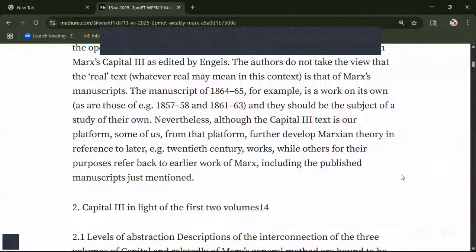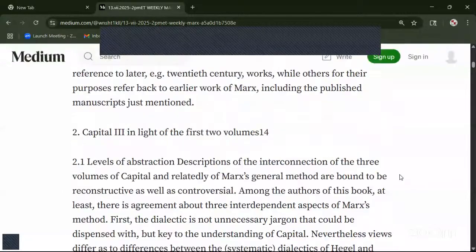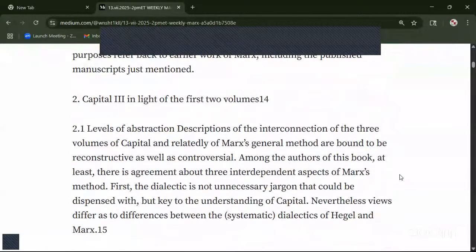Capital 3 in light of the first two volumes. Levels of abstraction. Descriptions of the interconnection of the three volumes of Capital and, relatedly, of Marx's general method are bound to be reconstructive as well as controversial. Among the authors of this book, at least, there is agreement about three interdependent aspects of Marx's method. First, the dialectic is not unnecessary jargon that could be dispensed with, but key to the understanding of capital. Nevertheless, views differ as to differences between the systematic dialectics of Hegel and Marx.